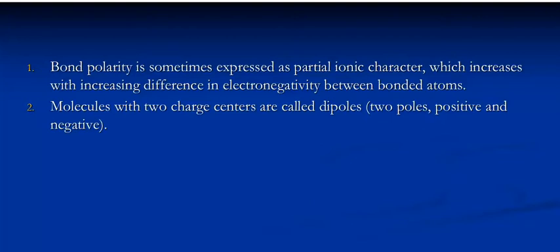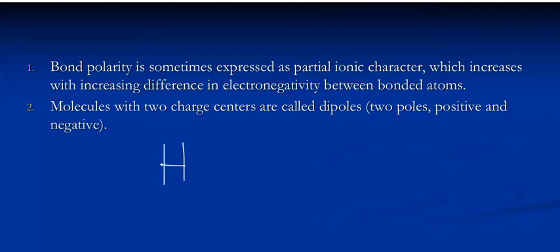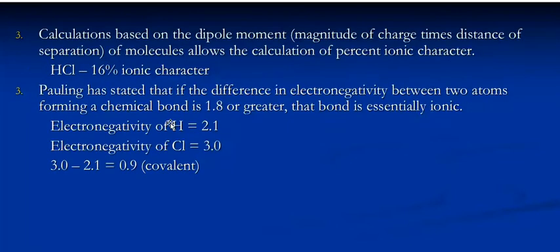Molecules with 2 charge centers are called dipoles. For example, the HCl molecule is a dipole. There's a negative end and there's a positive end on this molecule. The percent ionic character for HCl is 16%.